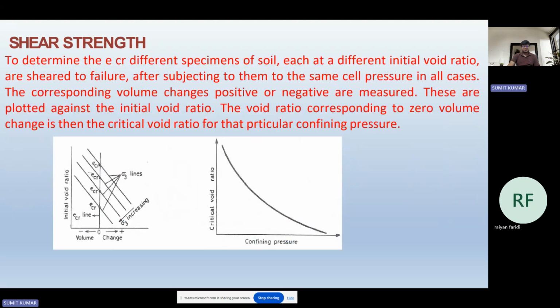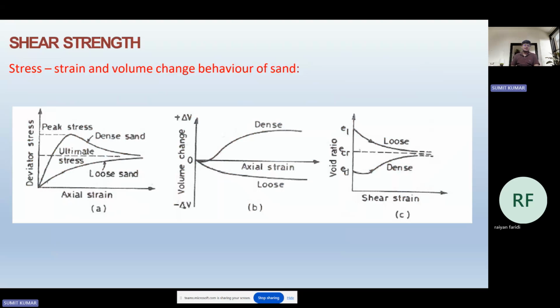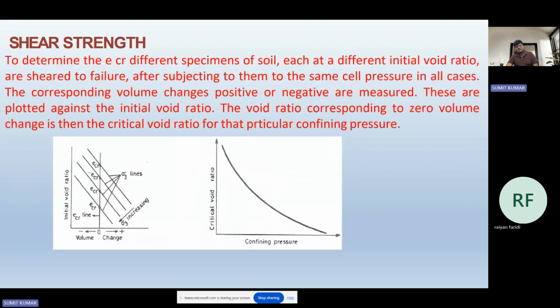Now, some other terms related to the shear strength are used to determine the effective strength parameters. Over here you have seen that the loose sand behaves as normally consolidated, while the dense sand behaves with over consolidated characteristics. Similar values are obtained for the shear strength.